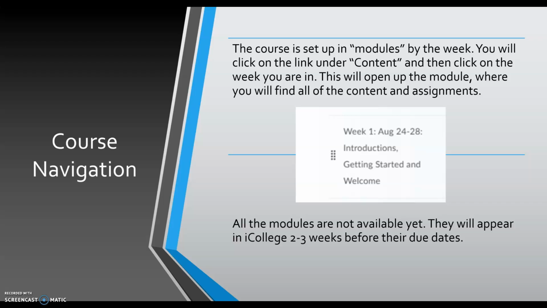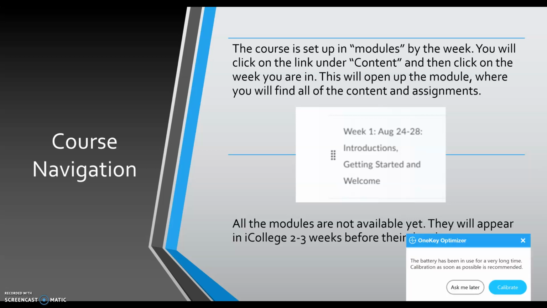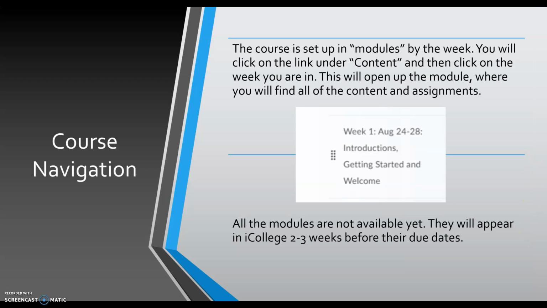First thing, how to navigate this course, especially if you're new to iCollege. The course is set up in modules for each week. So on the left side of the course, you will see links, and it will say week 1 and give the dates, week 2 give the dates, and you'll click on that. That opens up the space for you to do all the work and the assignments for the week. So you'll click on the link under content. When you first go into iCollege, you are first in assignments, but then you click on the link that says content, then click on the week that we are in. This will open up the module where you will find all the content and assignments, and there's a little screenshot of what it would look like.